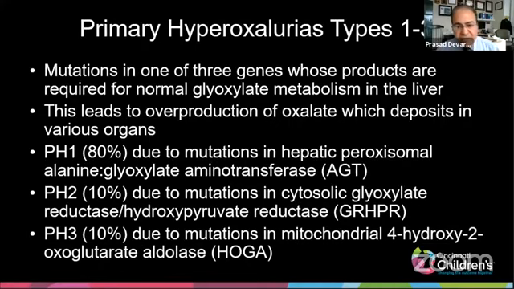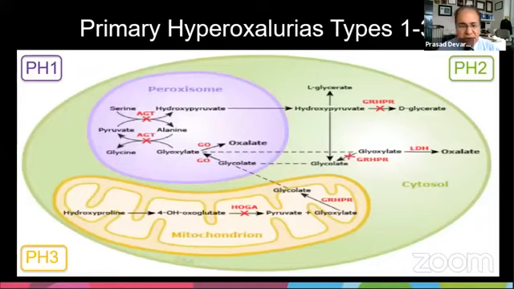So you can have mutations in the liver cell in the peroxisome or in the cytosol or in the mitochondria. And this picture sort of summarizes that. In purple is PH 1, which is the peroxisome here. And the problem here is AGT, which is responsible for converting glyoxylate to glycine and other important metabolites. If that is absent, glyoxylate then gets converted to oxalate because of the presence of an enzyme called glycolate oxidase. So remember GO, we'll come back to this later. So in PH 1, you get excessive oxalate production, which then escapes into the cytosol.